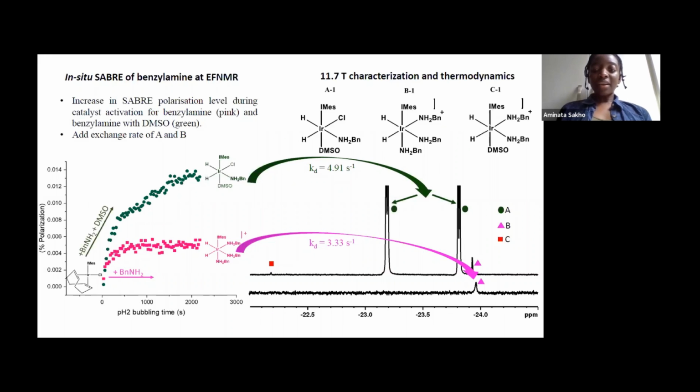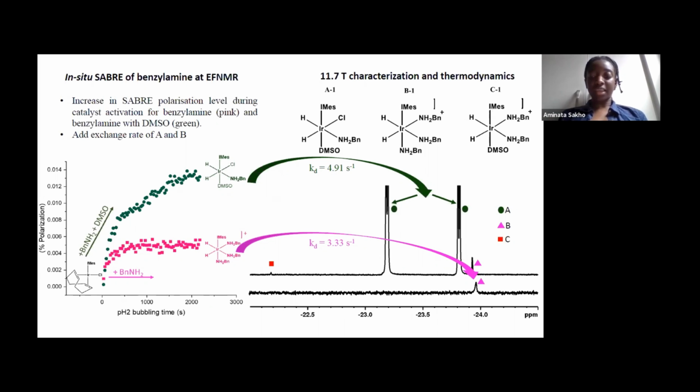In this graph, I show two activation curves of benzylamine, where in green we have added DMSO as co-ligand, and in pink there is no co-ligand. And obviously, we can see that the presence of DMSO increased the hyperpolarization level gained on benzylamine by a factor of approximately 3. In parallel, we did some high-field characterization, and this allowed us to determine the active SABRE catalyst form in both cases.